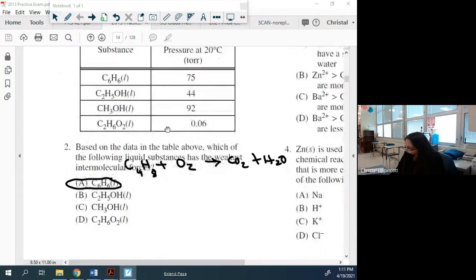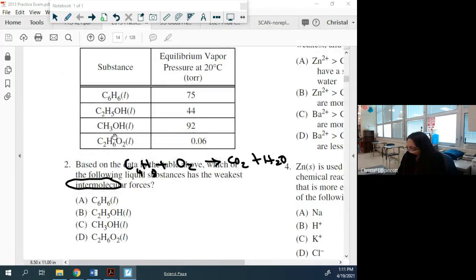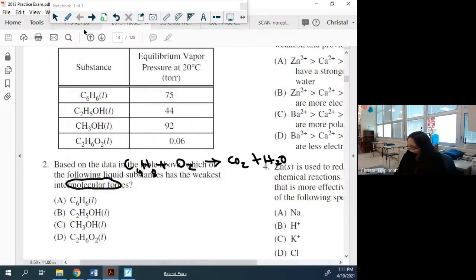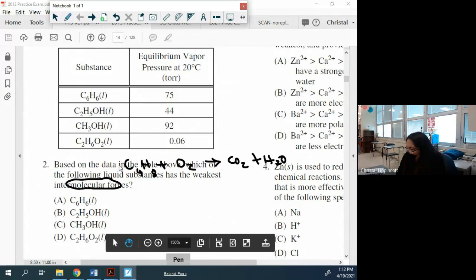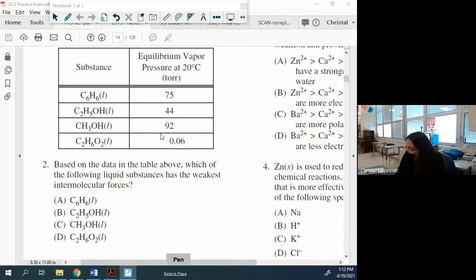Then down here, remember that weaker vapor pressure or higher vapor pressure is going to indicate that we have weaker intermolecular forces. So in this case, the higher vapor pressure would be the correct answer for this one.